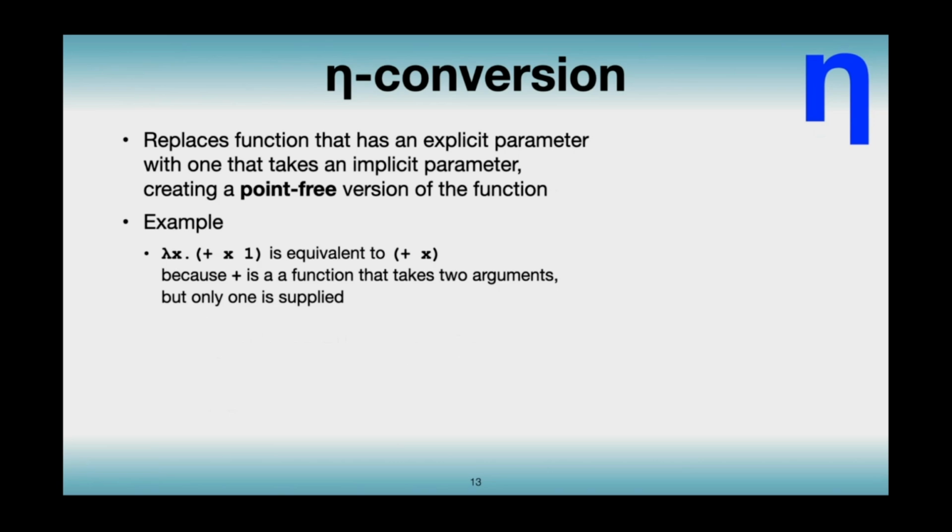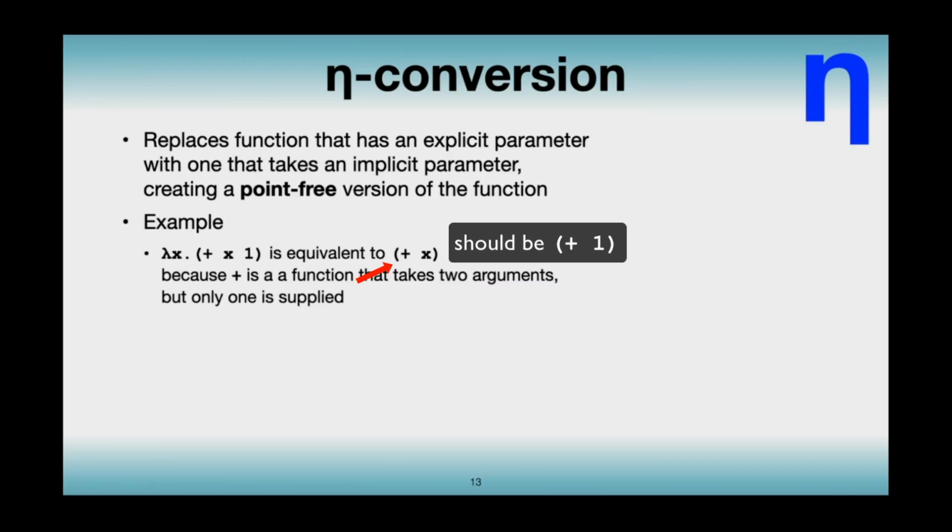The last one of these rules is an eta conversion. And this is where you take a function that has an explicit parameter and you turn it into a new function that has an implicit parameter, or what we also call a point-free version of a function. So here I've got a function that clearly takes a parameter x and returns x plus 1, but I could just rewrite it like this.